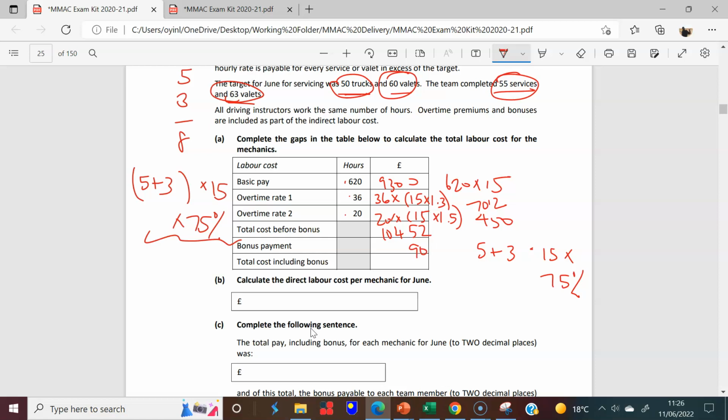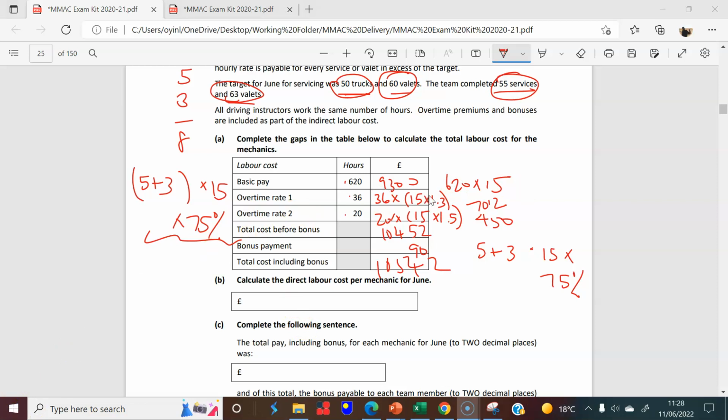So add that on as well, 104.52, and you have 10542. Yes, and that's the answer to A, right? And that's how you work through A.